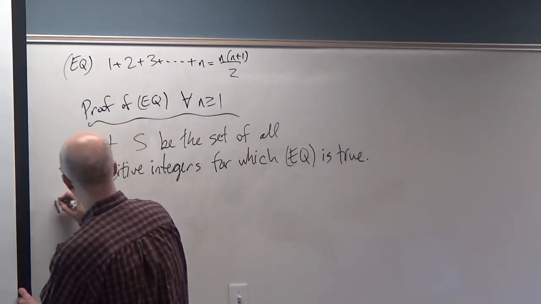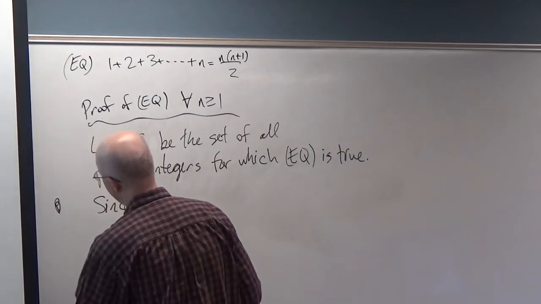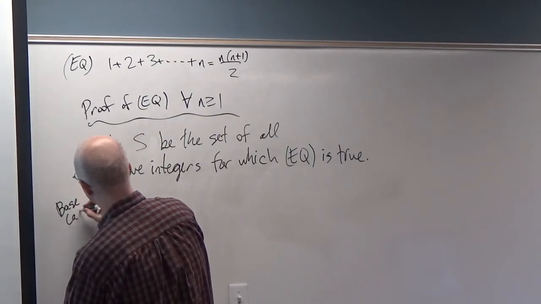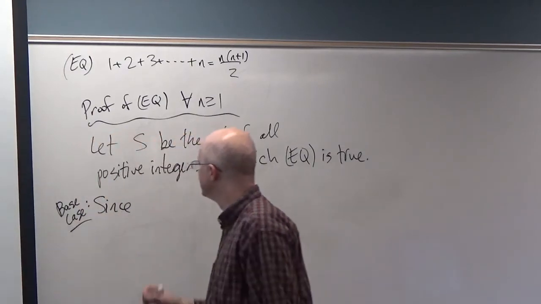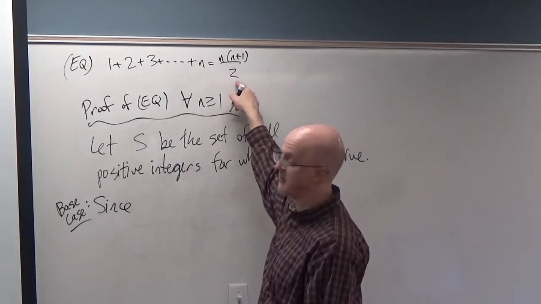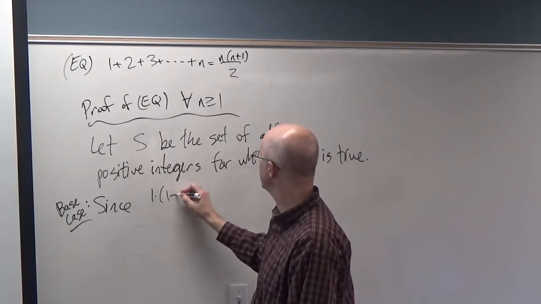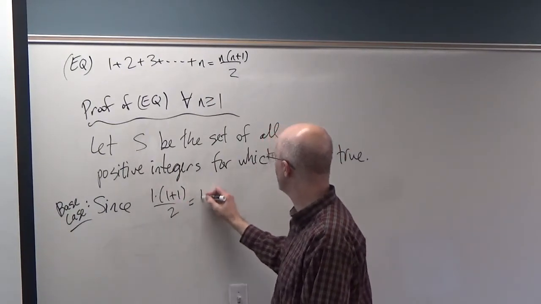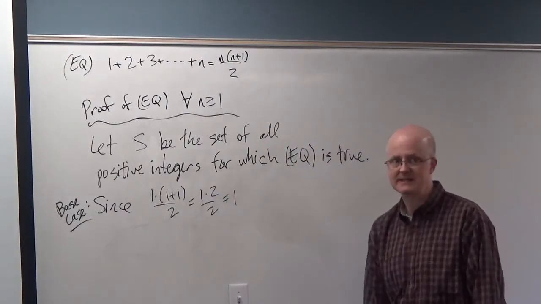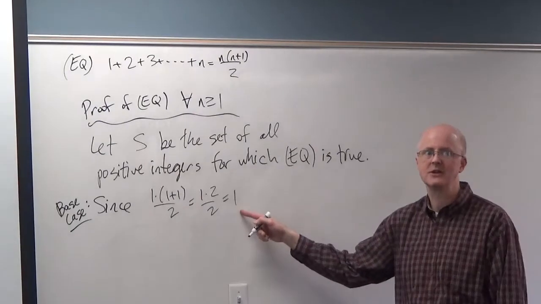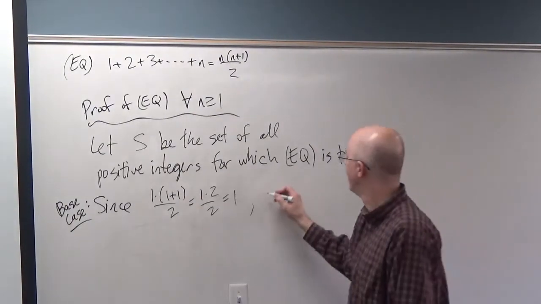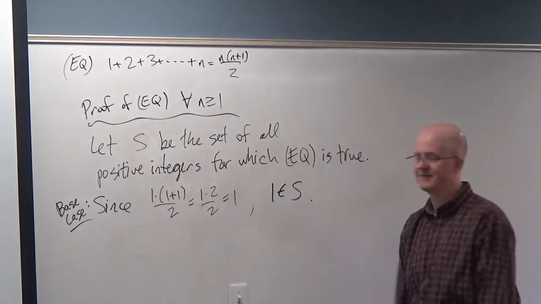You can call this the base case if you like. You don't have to use that label. Base case. Since, well, plug 1 into that formula. Since 1 times 1 plus 1 over 2 is 1 times 2 over 2, which is 1, which is the sum of the first integer itself, 1 is in S. That's the base case.